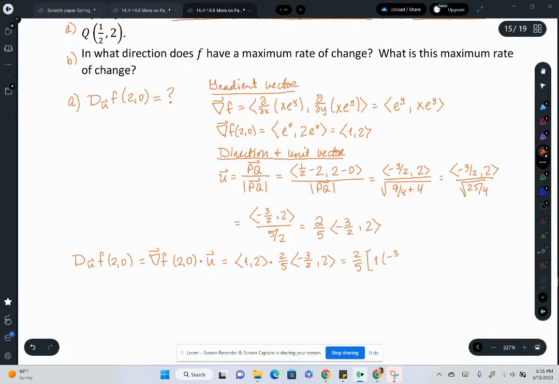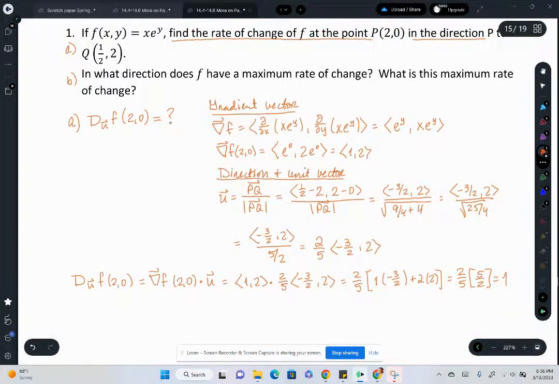1 times -3/2 plus 2 times 2. -3/2 plus 4. So we can rewrite 4 as 8/2. So this becomes 2/5, and then 8/2 minus 3/2 is 5/2. So this all simplifies down to 1. That's the value of our directional derivative in the direction of the point Q if we start at the point P that was given. Okay, that answers part A.